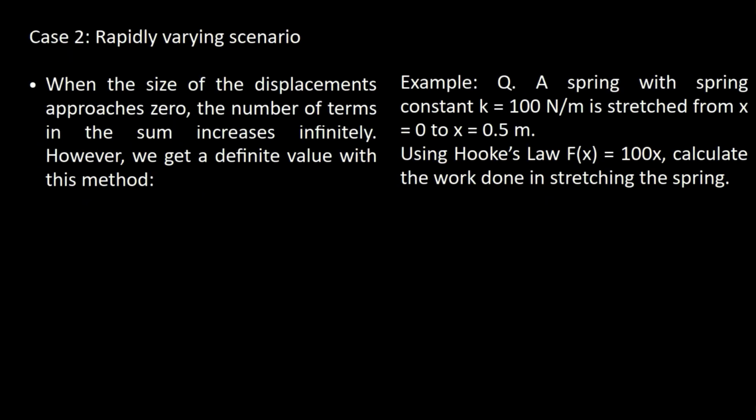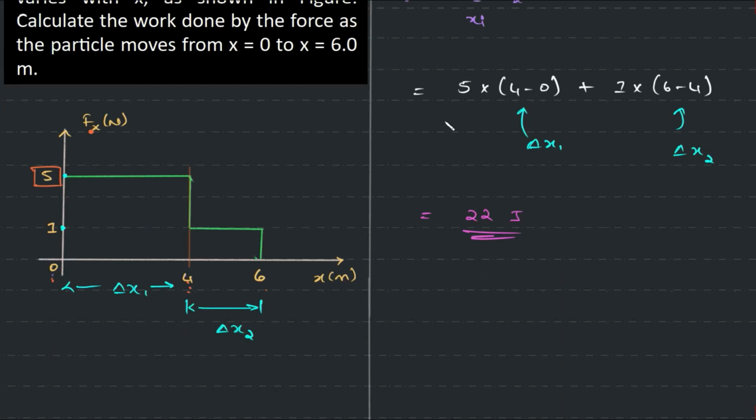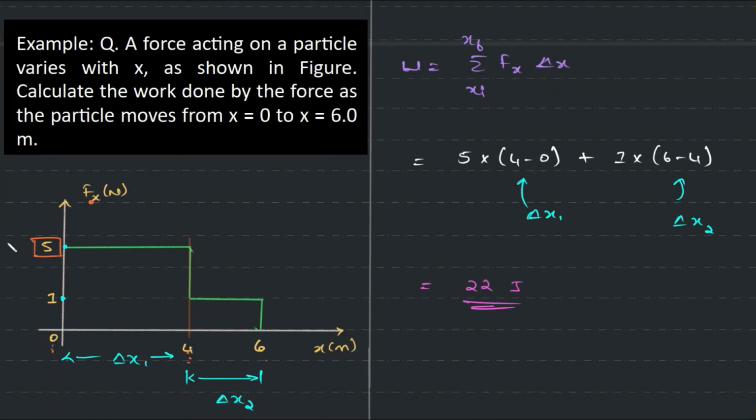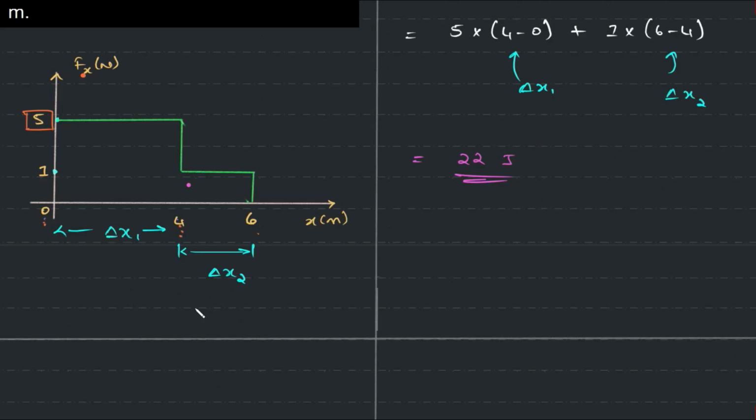We have one more case, the rapidly varying scenario. When the size of the displacement approaches 0, the number of terms in the sum increases to infinity. However, we get to define values with this method. How do you handle such a situation? Okay, one minute. I don't have space over here.